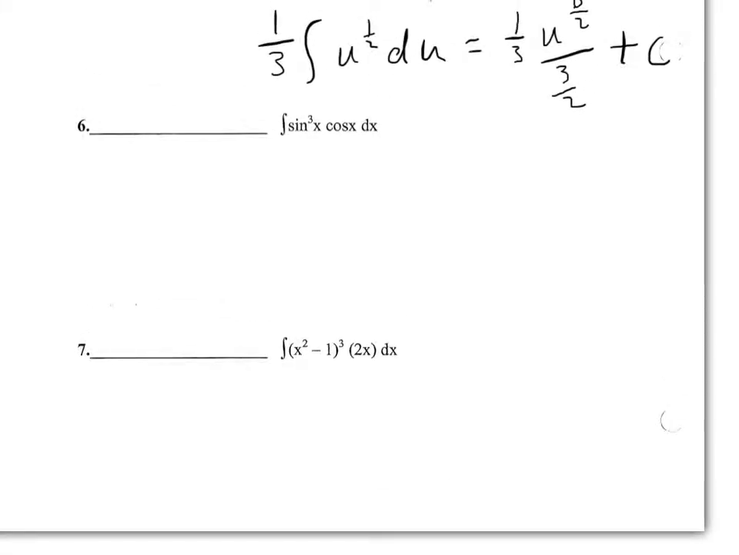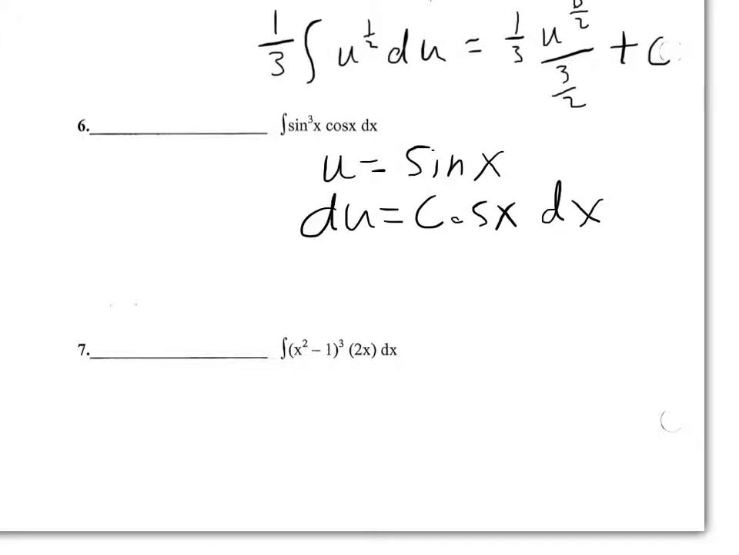Number 6, let's see. This one does take a u substitution. So I see that I have sine cubed. So let's just let sine of x be u. The derivative then of sine of x is cosine of x dx. Well, it turns out that I have exactly that.